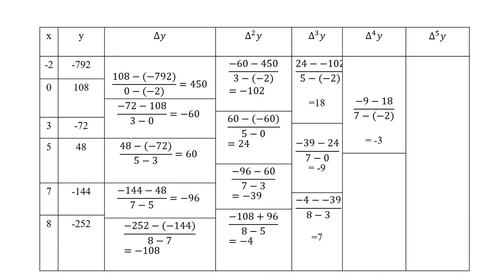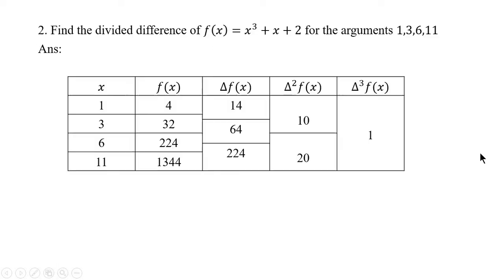Now, to obtain the fourth divided difference, minus 9 minus of 18, we have to skip three values of x. So, 7 minus of minus 2, which is minus 3. The next value goes like this: 7 minus of minus 9 divided by 8 minus of 0. We have skipped three values. For the fifth divided difference, we have to skip four values of x, that is 2 minus of minus 3 divided by 8 minus of minus 2. Thus, we have constructed the divided difference table.